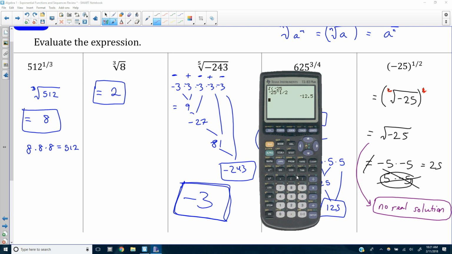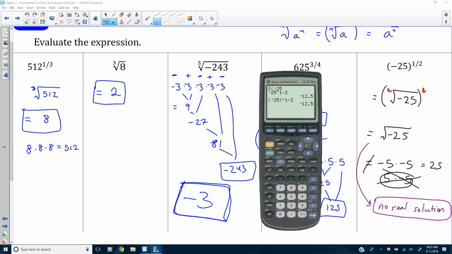Number one, I didn't use parentheses. This problem used parentheses. I should use parentheses with it. There's a big difference between using parentheses and not, because the parentheses say that the negative also is being raised to this power. If I don't have the parentheses in here, then it becomes an issue. So to the 1/2 power again. Now, guess what? I'm still going to get negative 12.5.